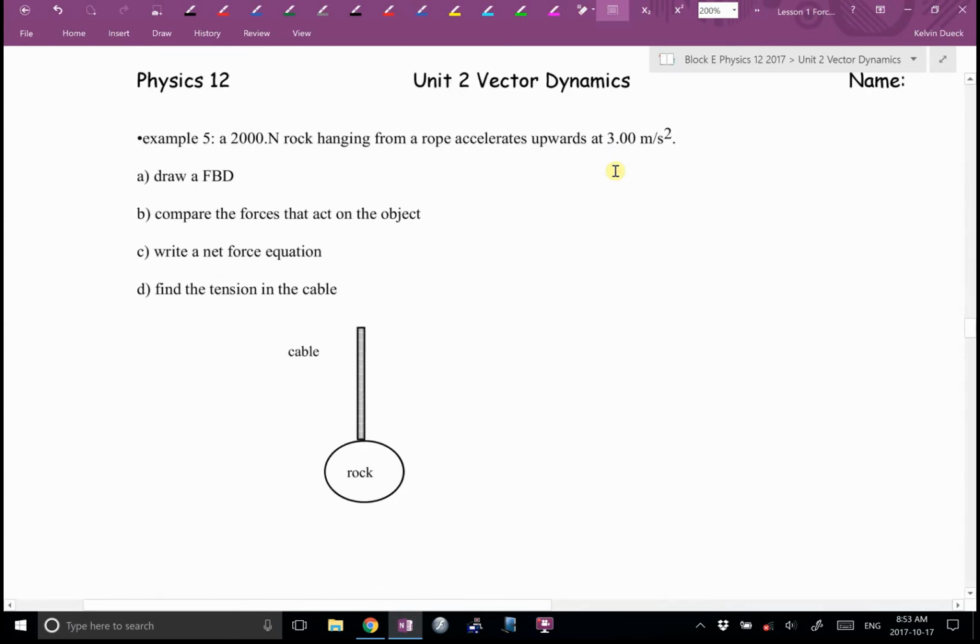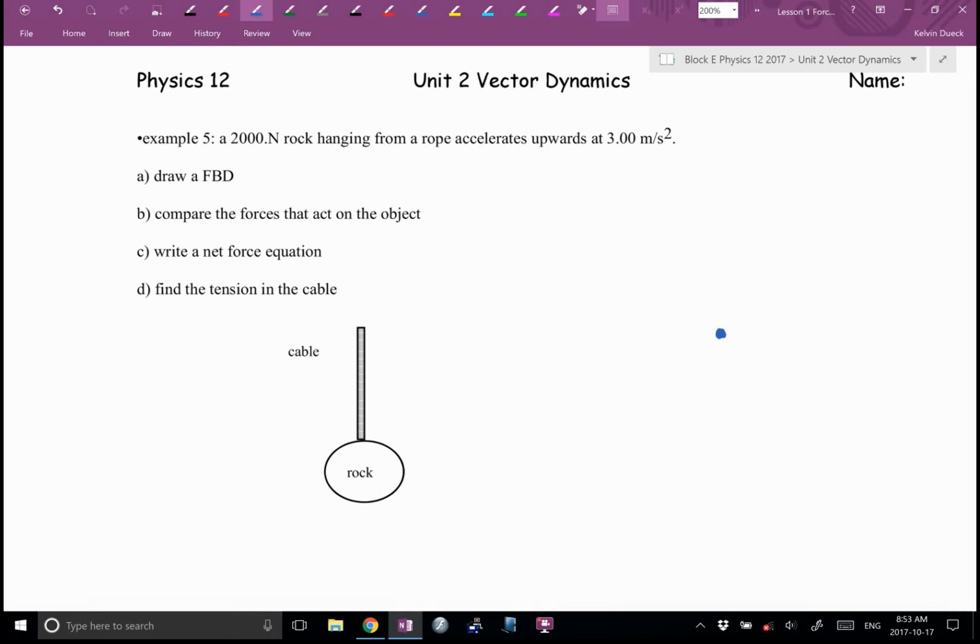As an example, a 2,000 Newton rock hanging from a rope accelerates upwards at 3 meters per second squared. A says draw an FBD. What's an FBD? A free body diagram. What are we going to do? We're going to represent the rock with a dot right there. That's the rock. Put a little dot there.